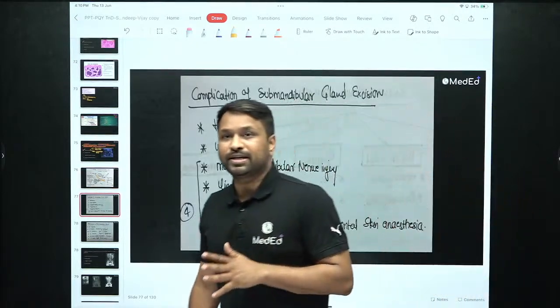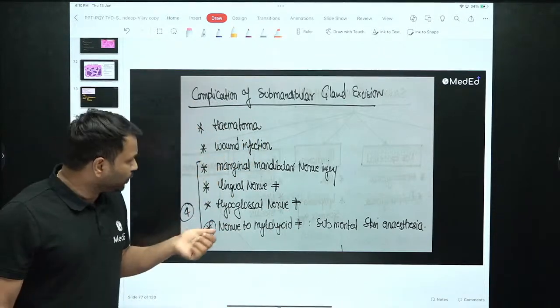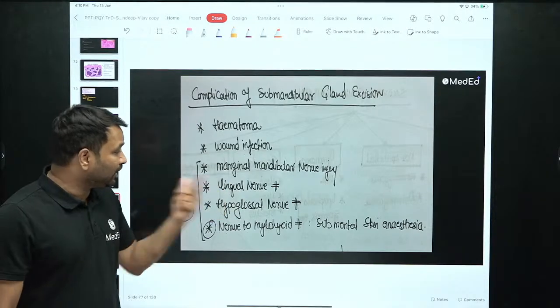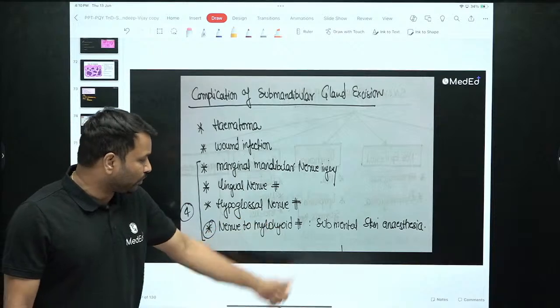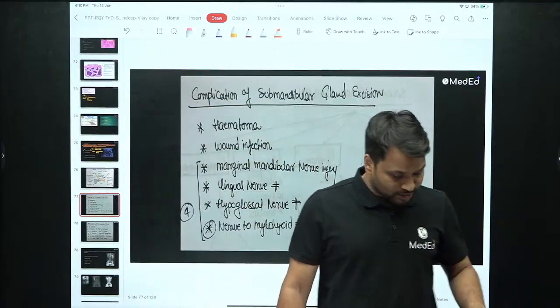Now, what are the complications associated with submandibular gland excision? Any surgery: hematoma, wound infection. But here, remember the nerves that can get damaged: your marginal mandibular nerve, your lingual nerve that arches through the duct, your hypoglossal nerve, and the nerve to mylohyoid, which causes submental skin anesthesia.